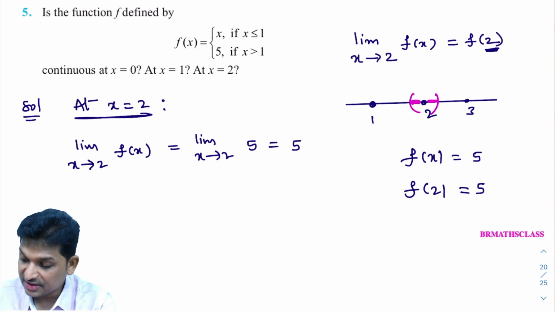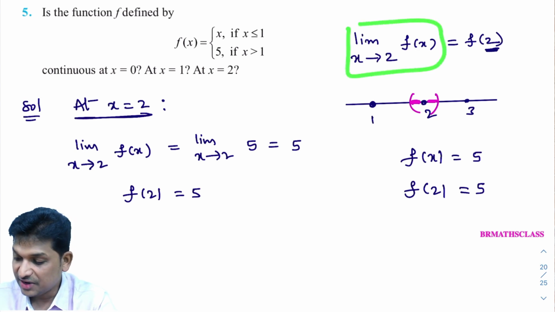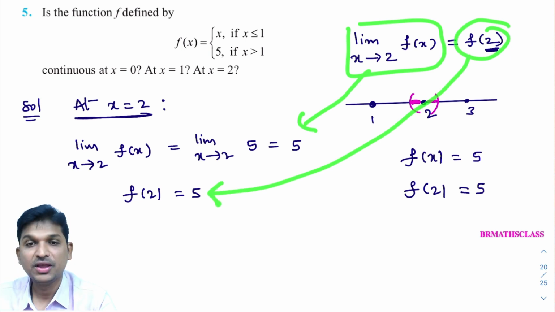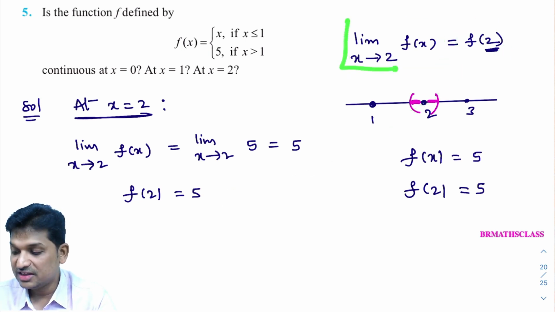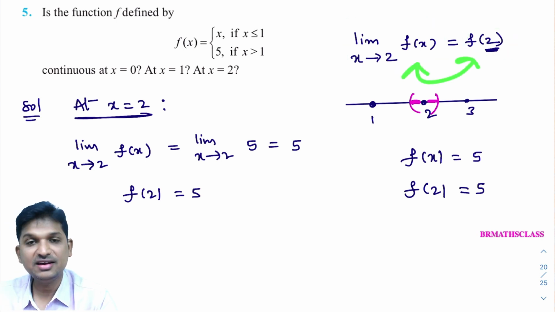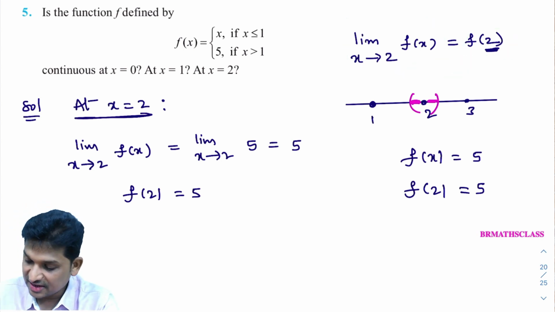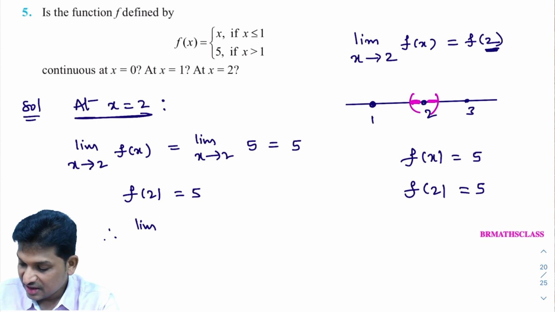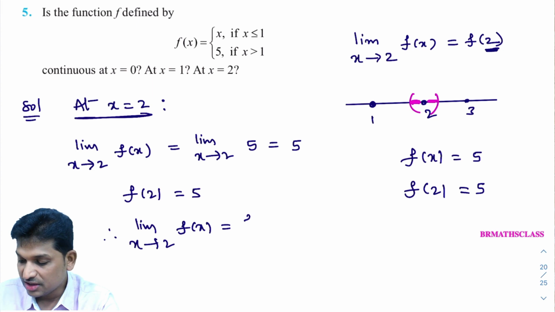So here I'll write the same thing. What I need, f of 2. F of 2 is 5. What happened? I calculated this value, I got 5. Next I calculated this value, I got 5. So I came to know that this value is the same as this value. These two are equal, right? So I can say that therefore limit x approaches 2, f of x equals f of 2.